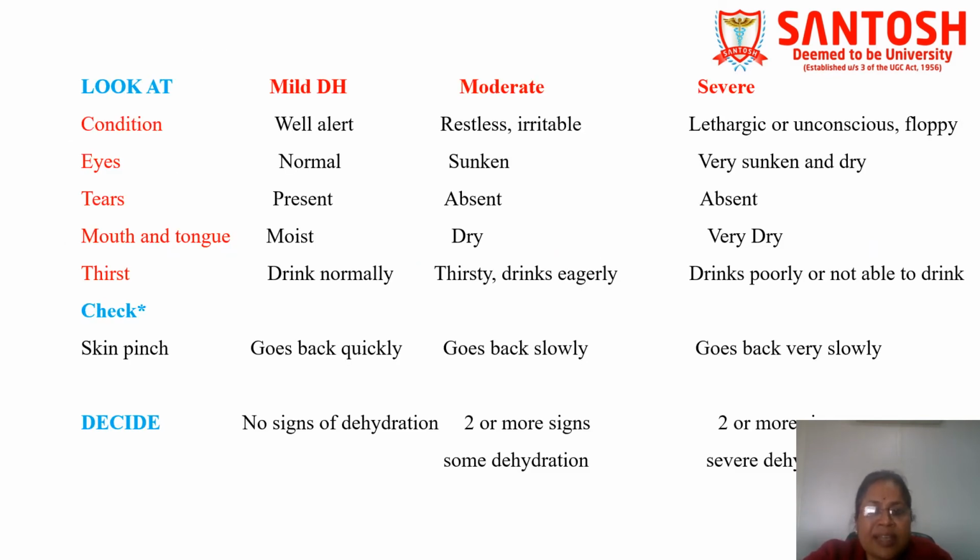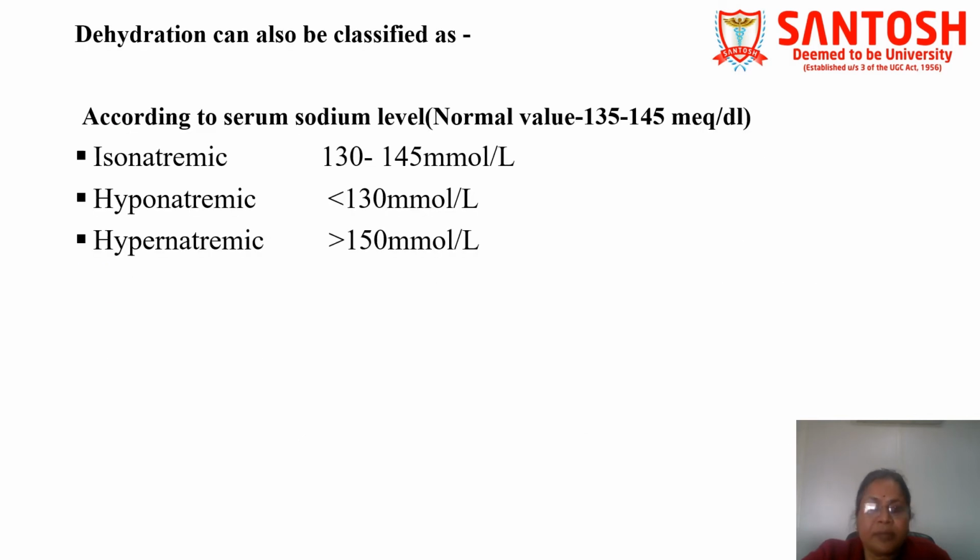This is a very simple slide. This is a repetition. I have already told you most of the things. The four important things from head to toe will be the appearance of the baby, anterior fontanelle whether sunken or not, eyes whether sunken or not, and skin pinch whether it is normal or it is pinching.